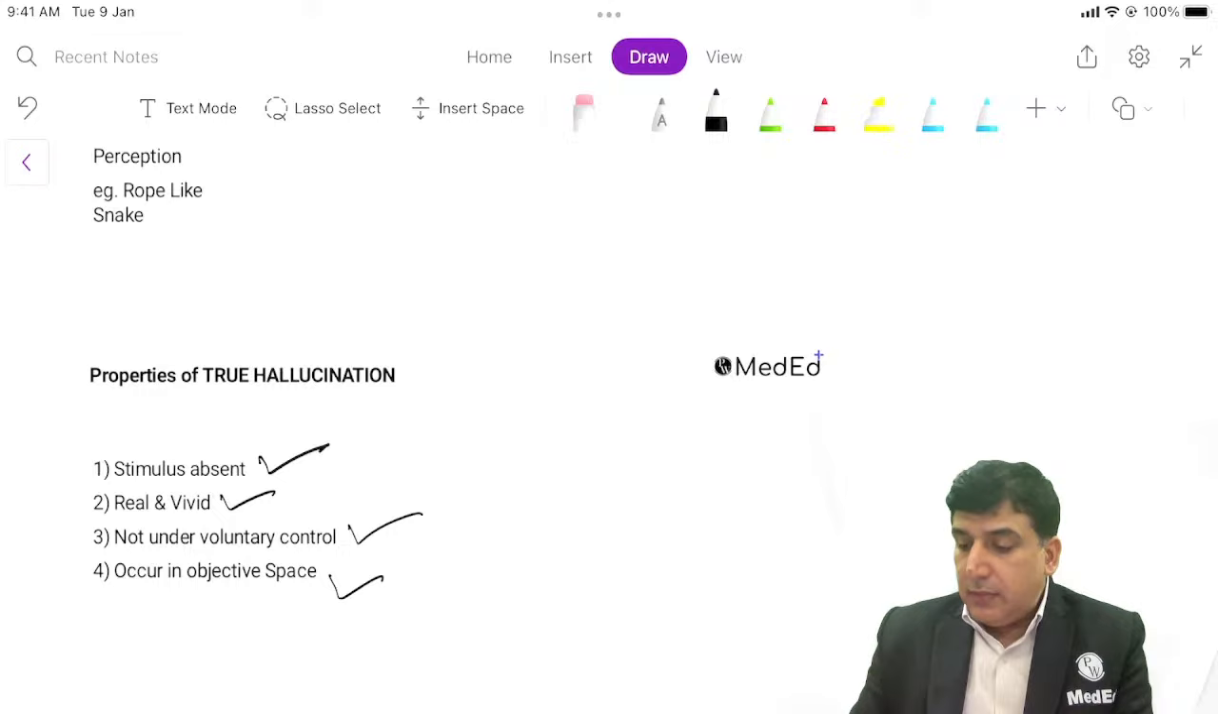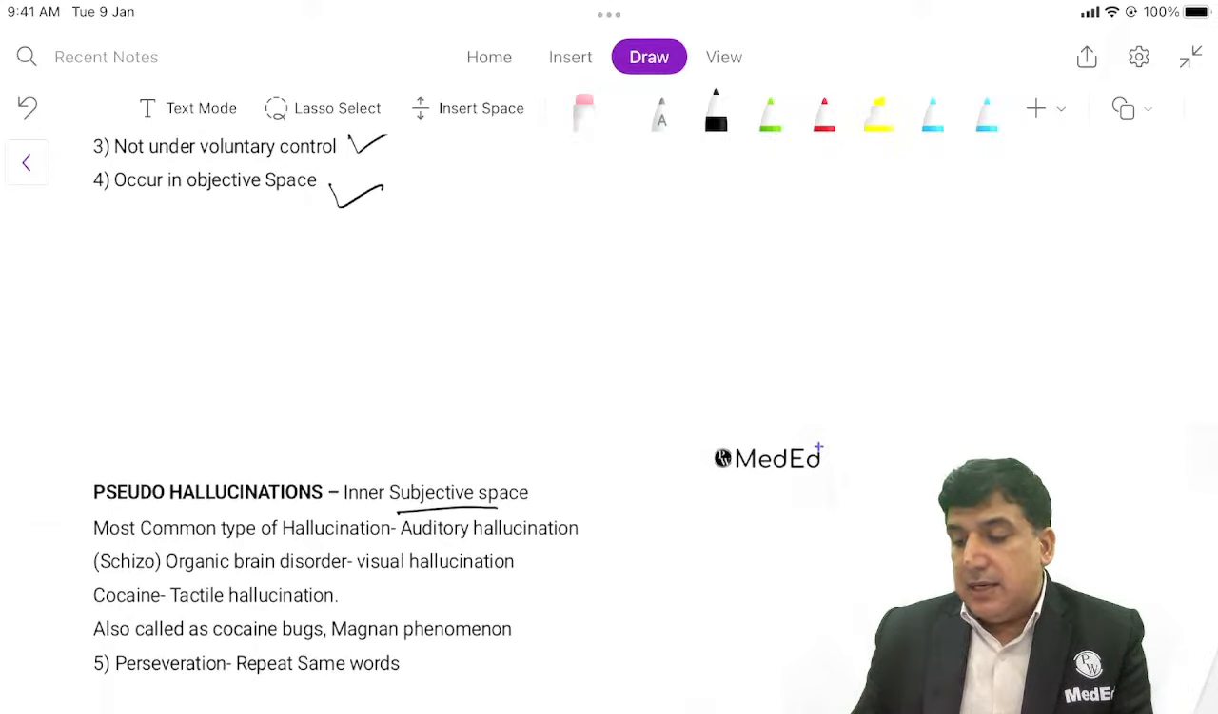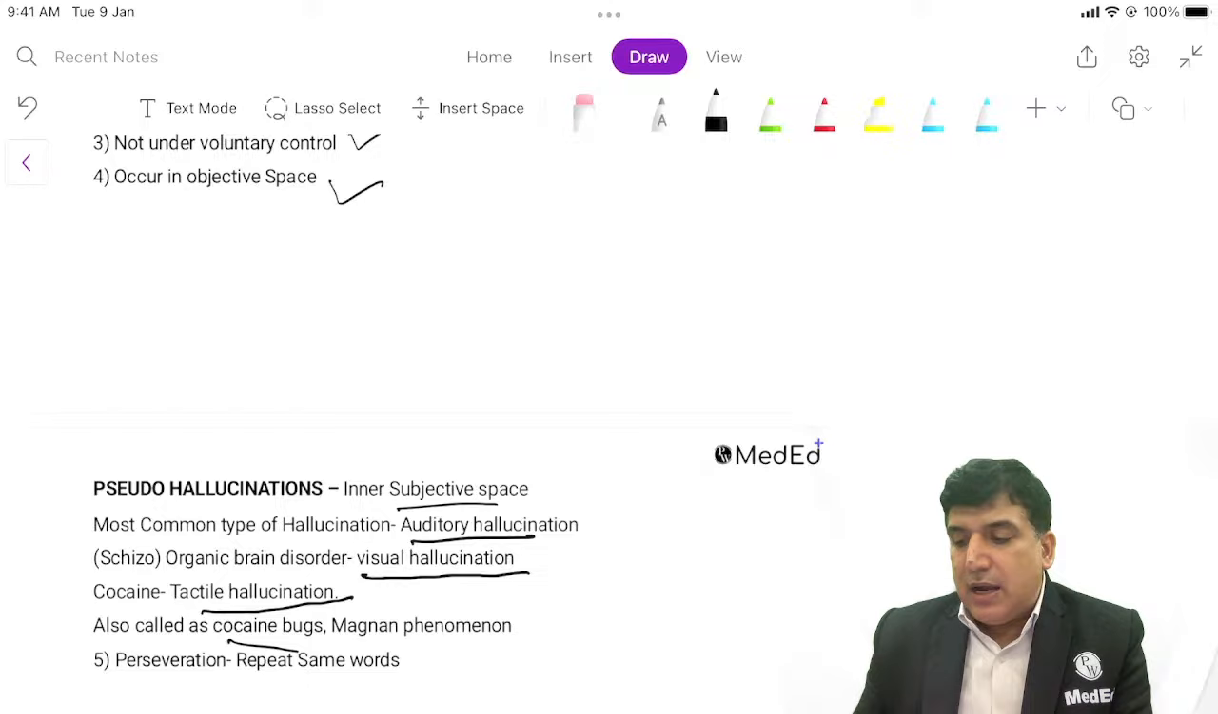There are many similarities between hallucination and pseudo hallucination, but hallucination occurs in an objective space, while pseudo hallucination occurs in a subjective space. Most common type of hallucination: auditory. In schizophrenia we have auditory; in organic brain disorder the most common type is what? Visual hallucination. Cocaine causes tactile hallucination, also called cocaine bugs, Magnan phenomena.